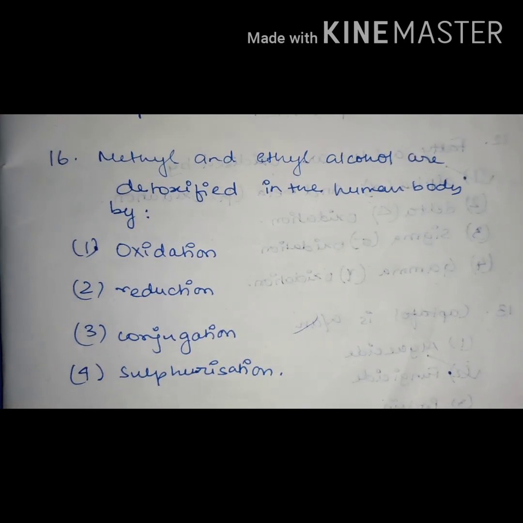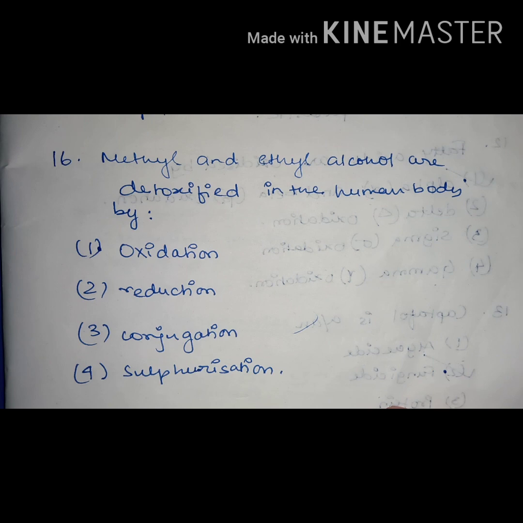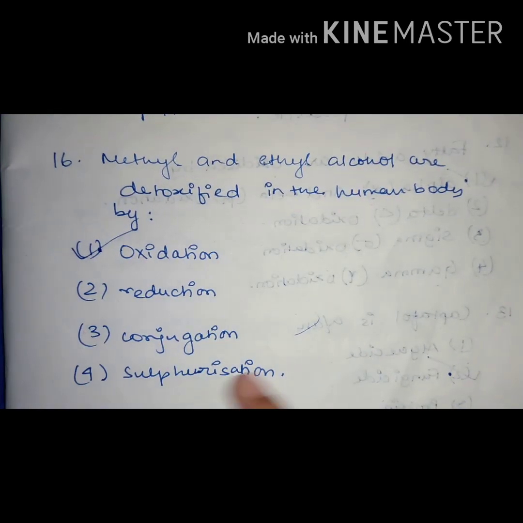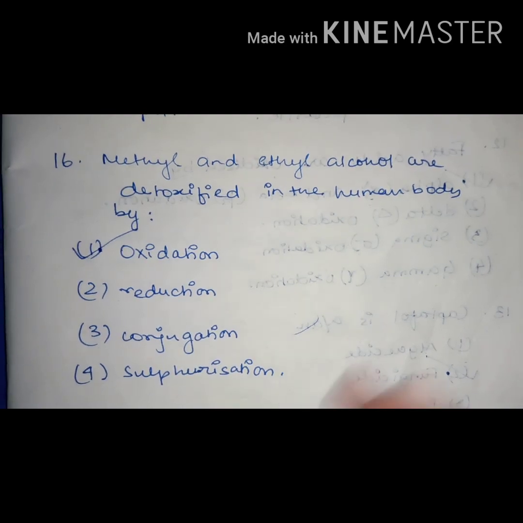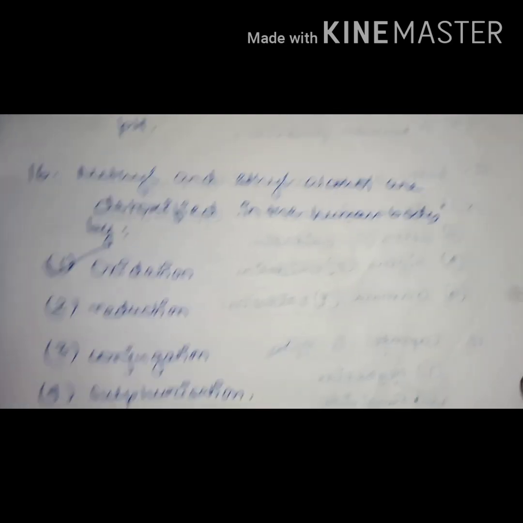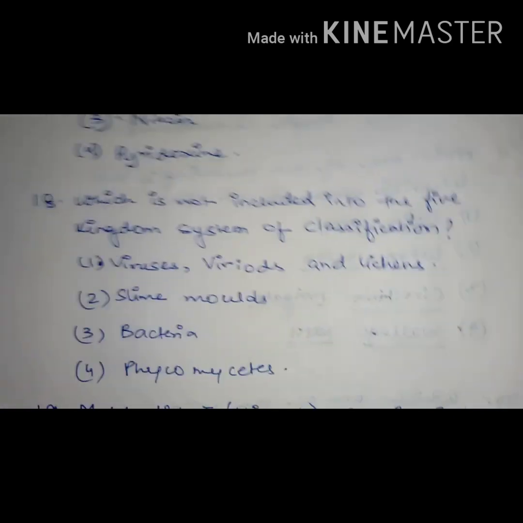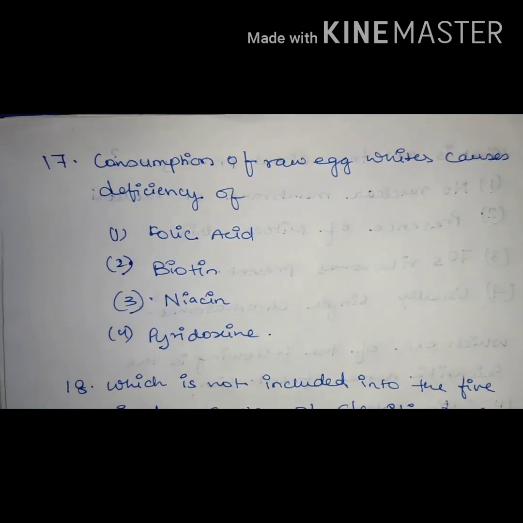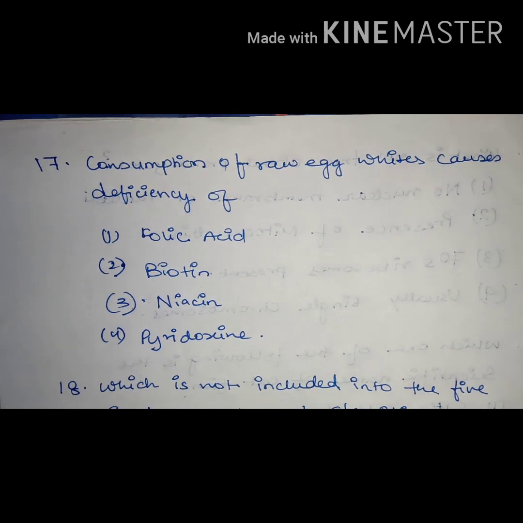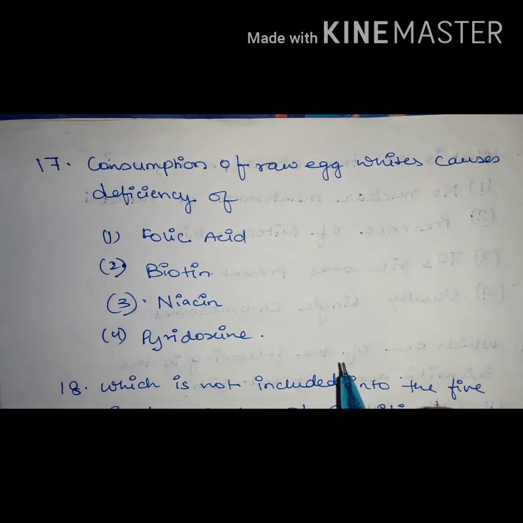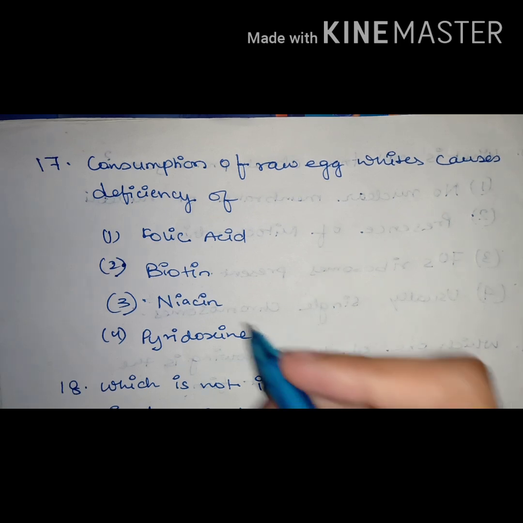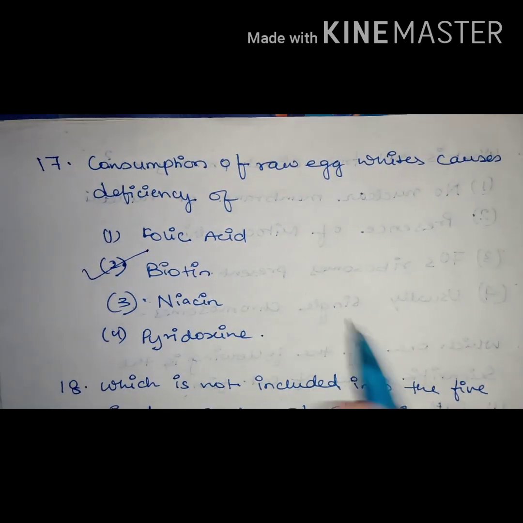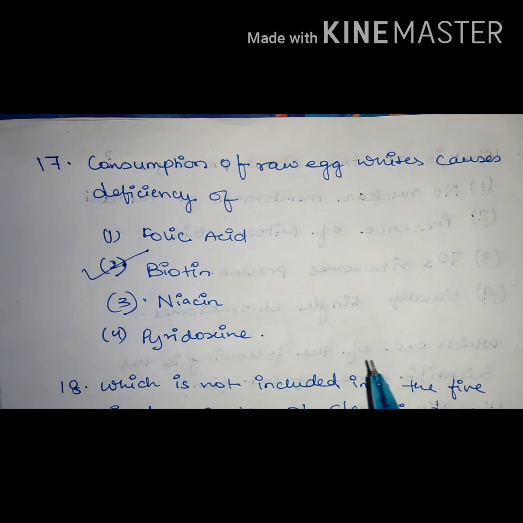Methyl and ethyl alcohol are detoxified in the human body by oxidation, and this detoxification takes place in the liver. Moving on to question number 17. Consumption of raw egg whites causes deficiency of. The answer is biotin. Biotin is B7, vitamin B7.